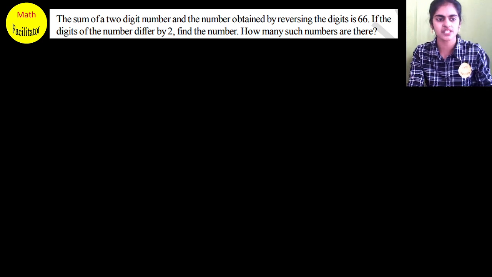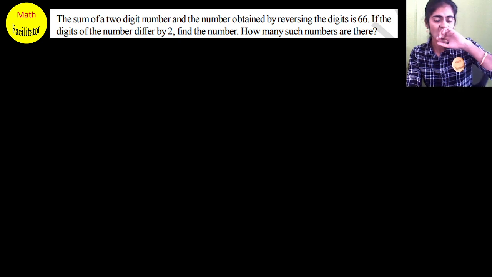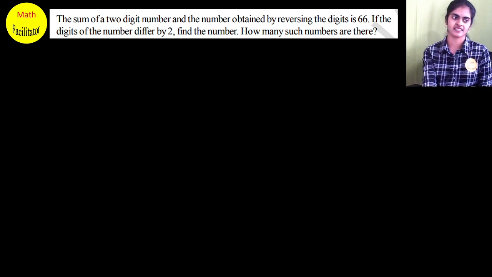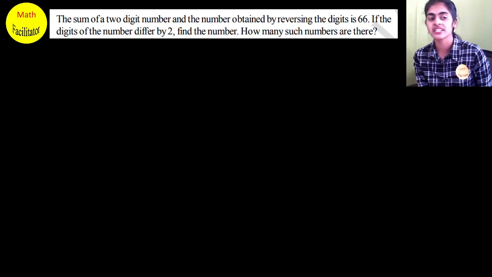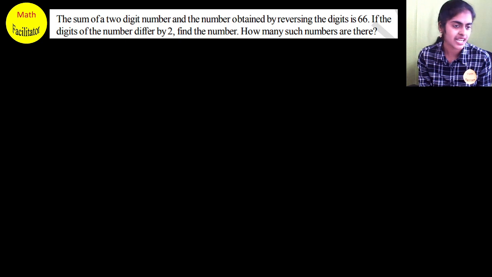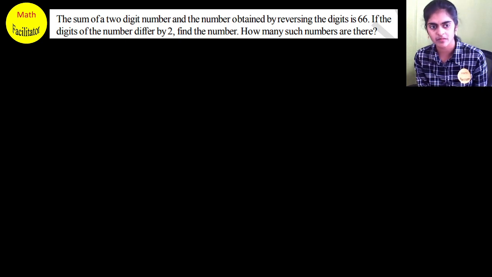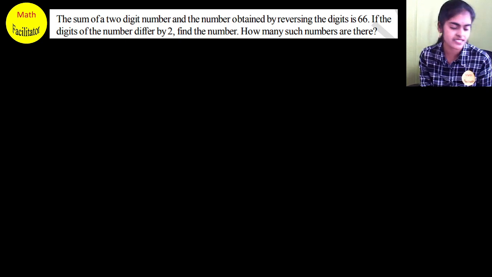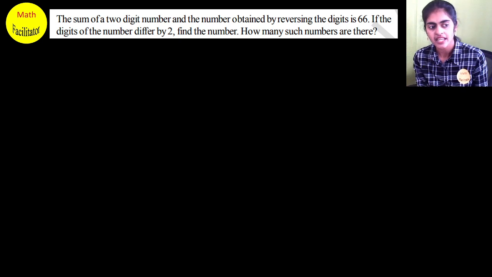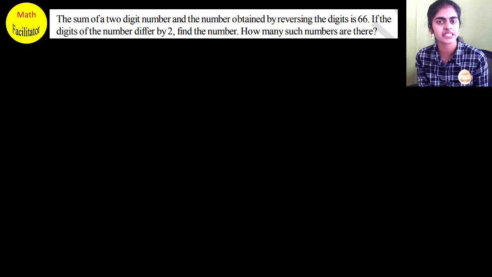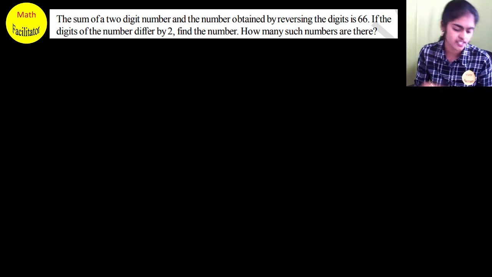The sum of a two-digit number and the number obtained by reversing the digits is 66. If the digits of the number differ by 2, then find the number. How many such numbers are there? So they are asking: the sum of a two-digit number and the number obtained by reversing the digits is 66. If the difference between the digits of the number is 2, how many such numbers are there?